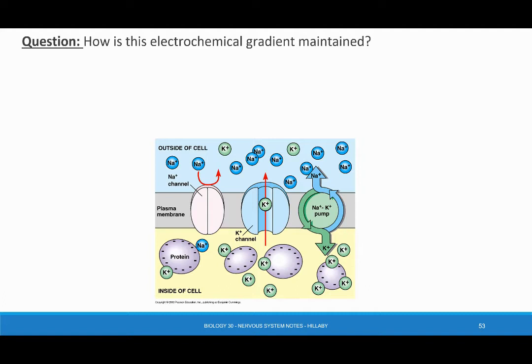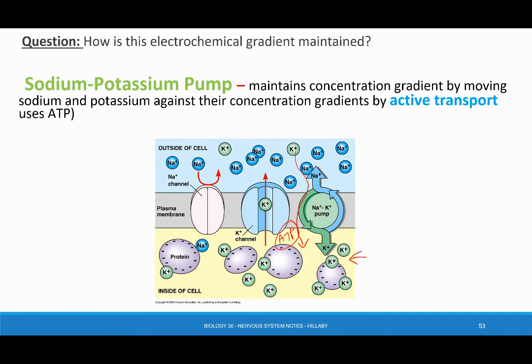And likewise, for potassium ions, there's a higher concentration on the inside when the membrane's at rest, if you look at the picture. And again, to pump those potassium ions against their concentration gradient, that's going to take ATP energy by the cell to get this pump to pump those ions against their concentration gradient. So the sodium-potassium pump maintains the concentration gradient by moving sodium and potassium against their concentration gradients by active transport. Again, a lot of Science 10 terms there.